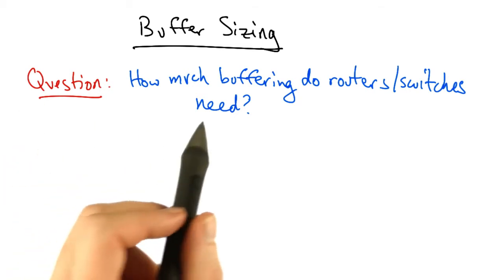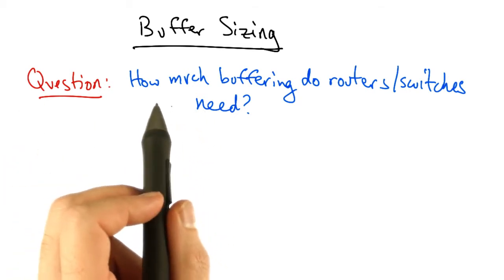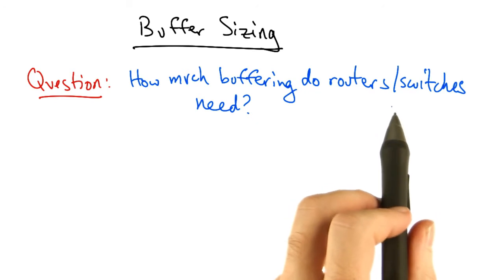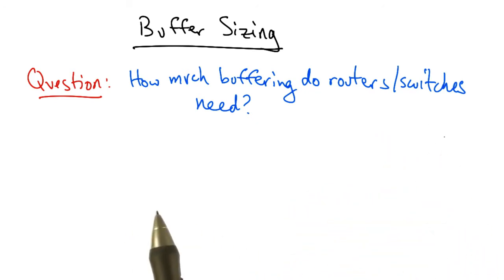So in this lesson, we'll look at an important question in switch design, which is how much buffering do routers and switches need? It's fairly well known that routers and switches do need packet buffers to accommodate for statistical multiplexing, but it's less clear how much packet buffering is really necessary. Now, given that queuing delay is really the only variable part of packet delay in the internet, you'd think that we'd know the answer to this question already.